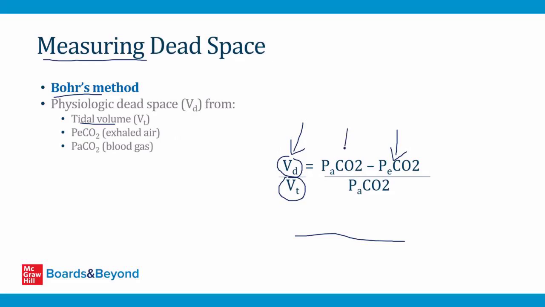And then lastly, you need the partial pressure of carbon dioxide in the arteries, and we can get this from a blood gas. So you take an arterial sample of blood, you measure the partial pressure of carbon dioxide in that blood sample. And so from these three fairly easily obtainable variables, Bohr's method allows you to determine the physiologic dead space V sub D.